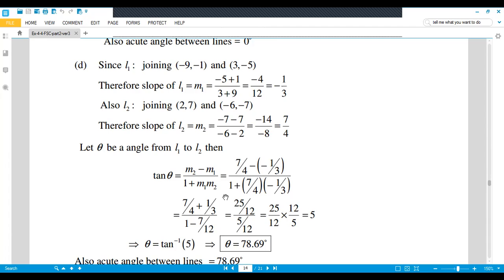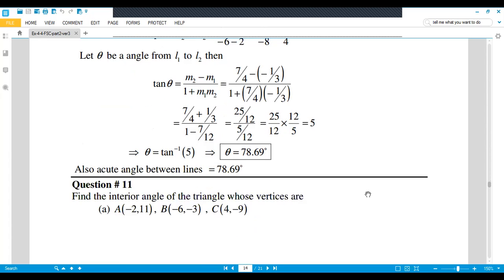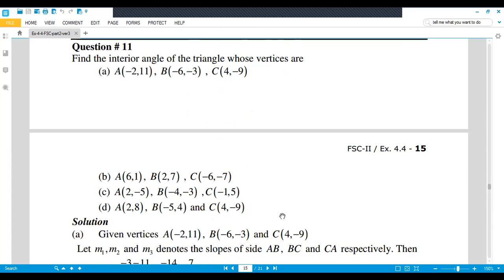In the same way, you have to solve B part by yourself. Now come to question number 11. Question number 11 is: find the interior angle of the triangle whose vertices are A, B and C. Look, vertices are given. So just like this previous question, only part A is included according to the new syllabus.